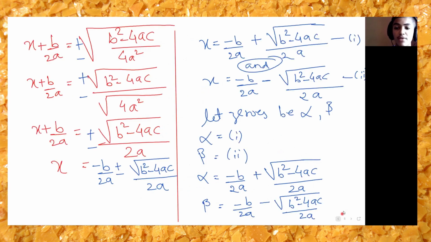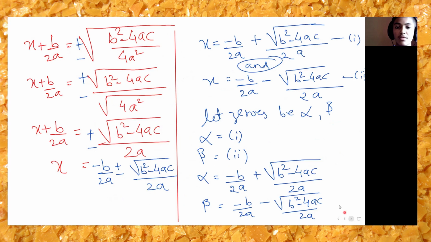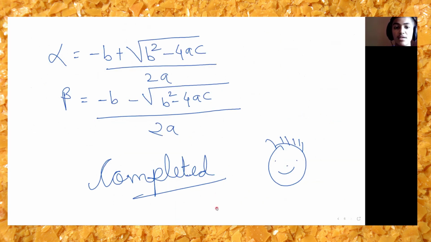So finally we have derived the formula. See, you can see this was the formula and we have derived it. Here we have derived the formula, and again we have found the alpha and beta. So now this formula is derived.